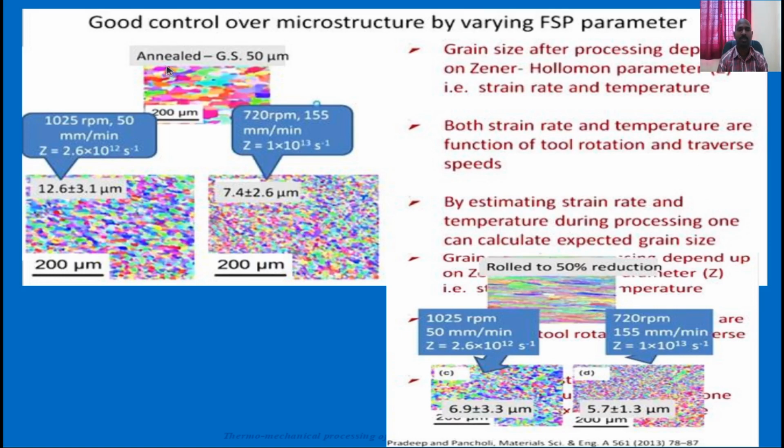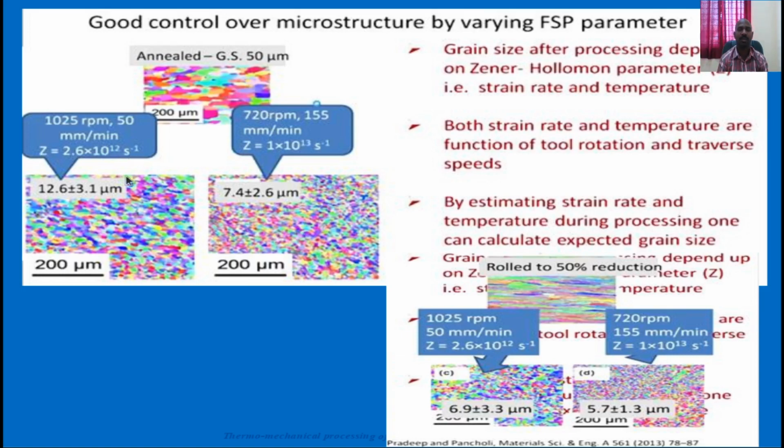For example, if you see, this is the initial microstructure, an annealed aluminum sample. This color code you will be getting from the electron backscatter diffraction image. The color represents the grain orientation. The red color represents the grain orientation of 001. The green color represents 110 direction grain orientation.